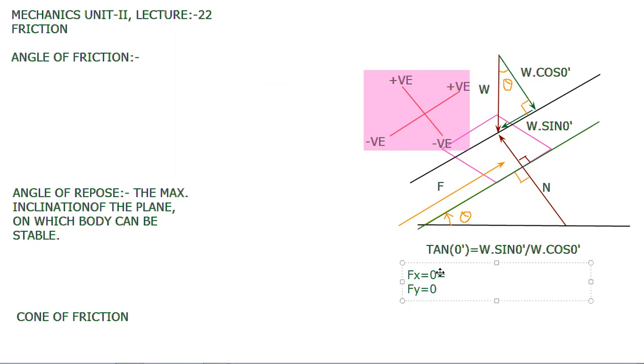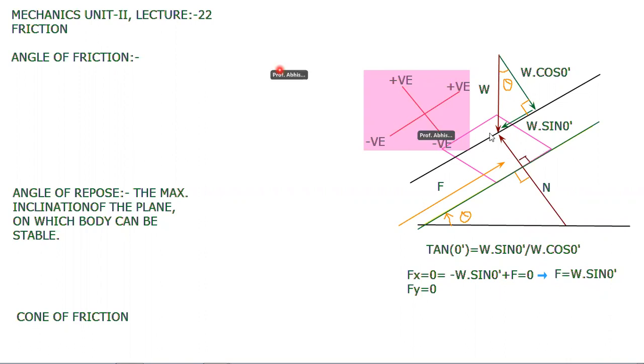You can write this as minus W sine theta plus F is equal to 0. This is your first equation, and from this equation you can write F is equal to W sine of theta, from this first condition.